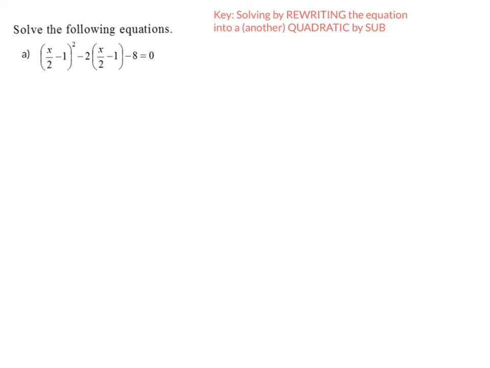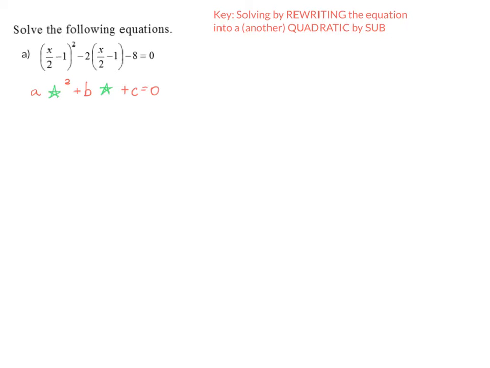In this video, we're going to be talking about rewriting some equations into a quadratic, or into another quadratic, by substitution, by letting maybe a equals something or y equals something to make it easier to solve. If we have to break all the brackets and form it into a general form, it will take a lot of time.